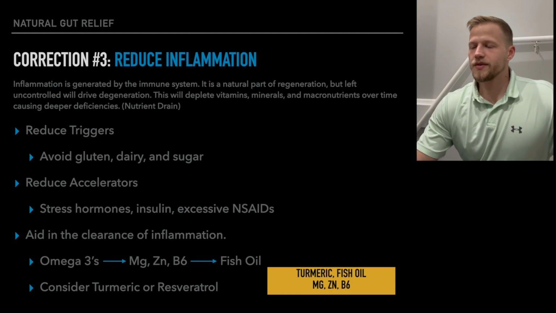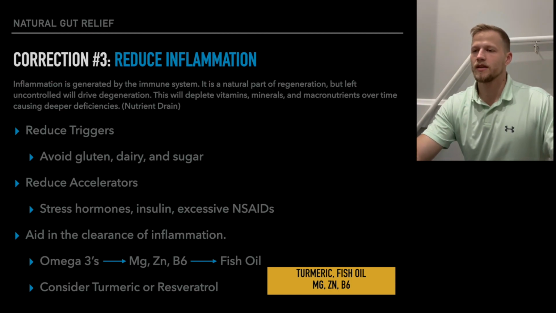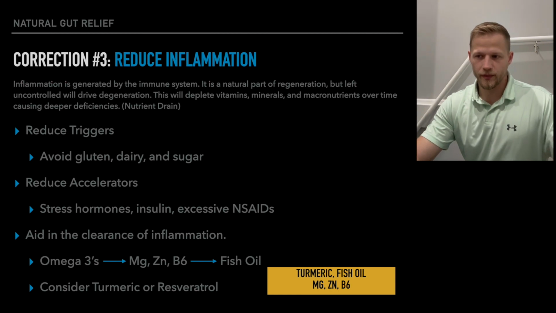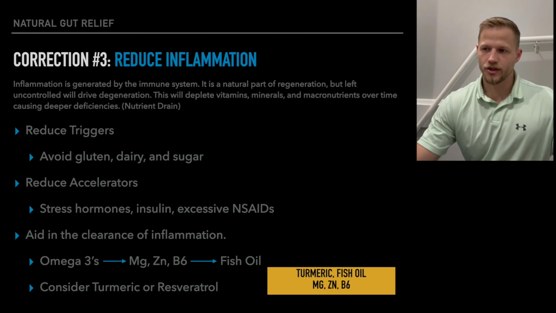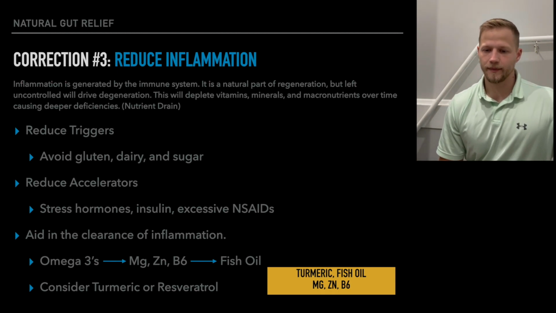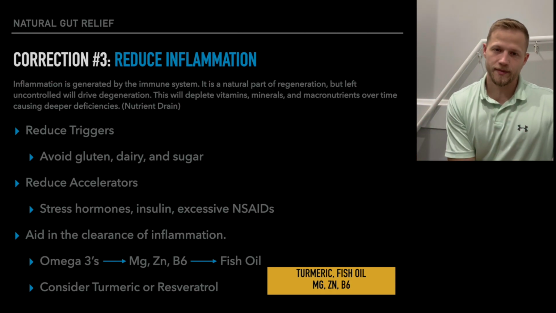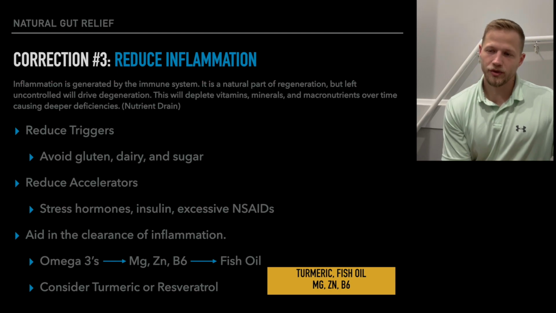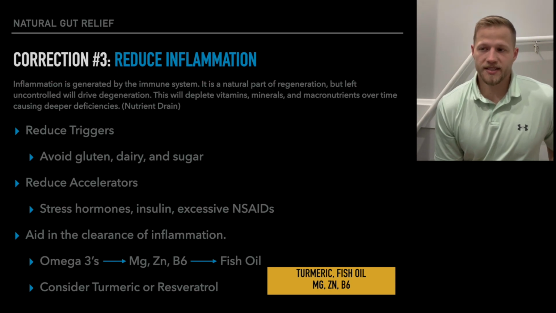Okay, reducing inflammation. In order to reduce inflammation, we're going to reduce triggers, we're going to reduce accelerators, and we're going to aid in the clearance of inflammation. So reduce triggers, I'm just going to pick 3 of the most common. You can choose to go on an anti-inflammatory diet, but these are the 3 that I see make the biggest impact: gluten, dairy, and sugar. Cut those out, you're going to do yourself a big favor, and you're probably going to see a pretty big impact.